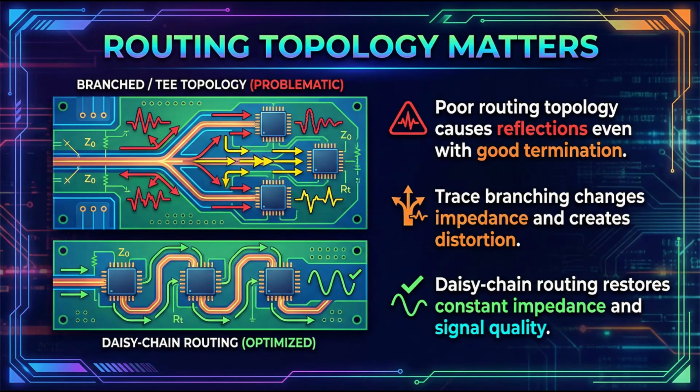Routing topology matters. Even with good termination, poor routing topology can still cause reflections. When a trace branches into multiple paths, the impedance at the junction changes, and part of the signal reflects back while the rest continues in a distorted form. Daisy chain routing restores a constant impedance and improves signal quality.